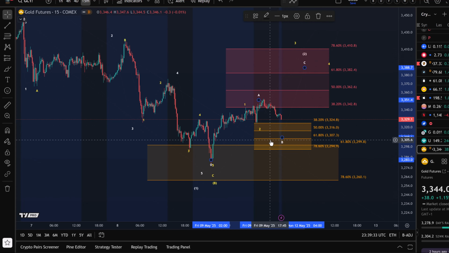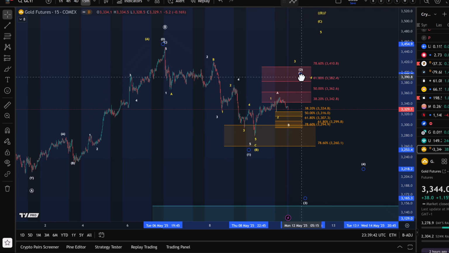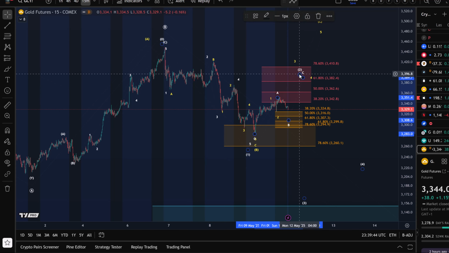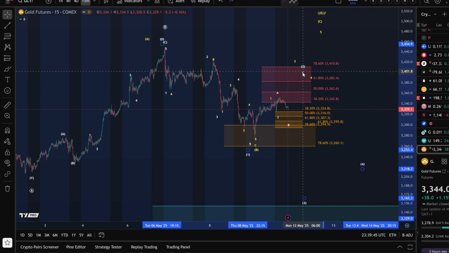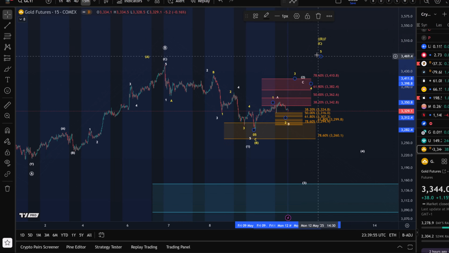So I'm very open to the idea that we could form a top in this wave 2 at any point, but if we look at the extent of the wave 1, ideally the wave 2 could stretch a little higher. So we'll keep the door open for higher in the very short term as long as the market holds above 3,294.